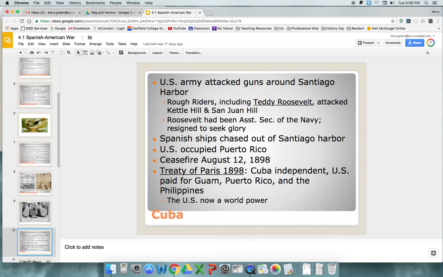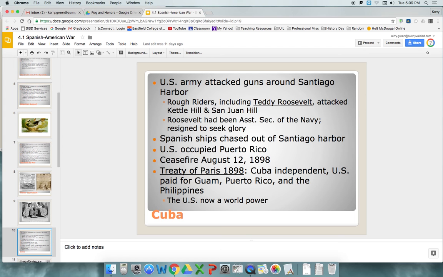And the Army will eventually successfully take the capital of Santiago. But it takes a little while, and conditions are pretty bad, and there's disease, and it's hot, and they're not well equipped. And so, it's not a perfect story. Now, unfortunately, that's pretty much the only story we hear: oh, the Rough Riders were there and they charged up the hill and they defeated the Spanish. It wasn't quite as nice and neat as all that, but that's the main idea that you need to know.